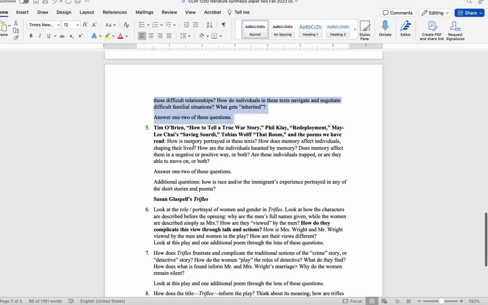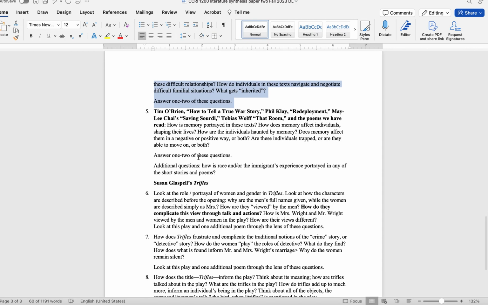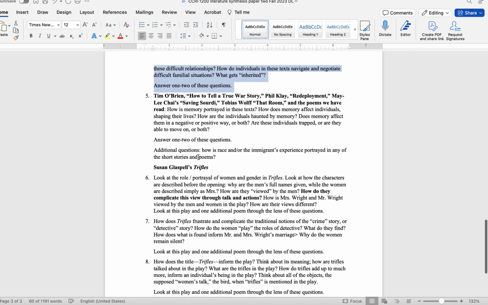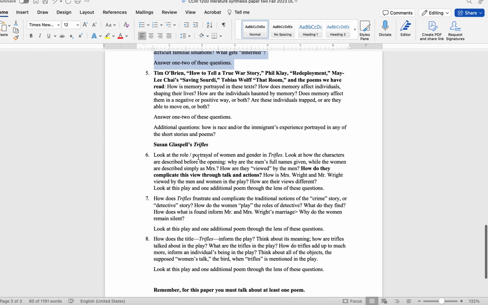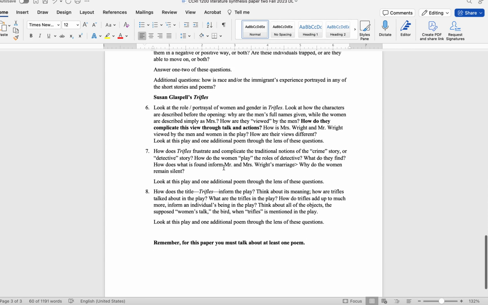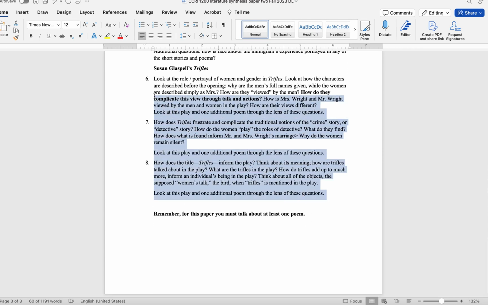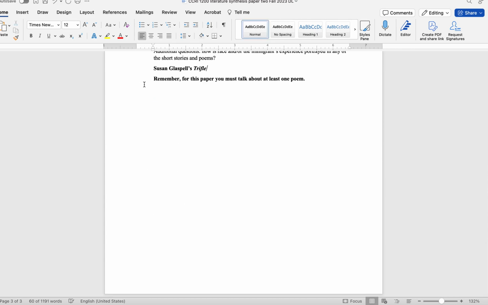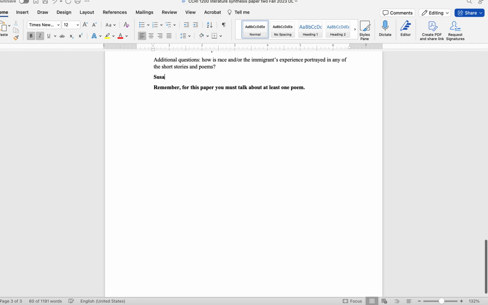What are some poems or story that really looks at family here? 5, how is memory portrayed in these texts? How does memory affect individuals, shaping their lives? How are the individuals haunted by memory? Does memory affect them in a negative or positive way? Are they trapped, or are they able to move on? Answer 1 to 2 of these questions. We're not looking at "Trifles" yet. That's going to be in our final paper, so get rid of "Trifles."